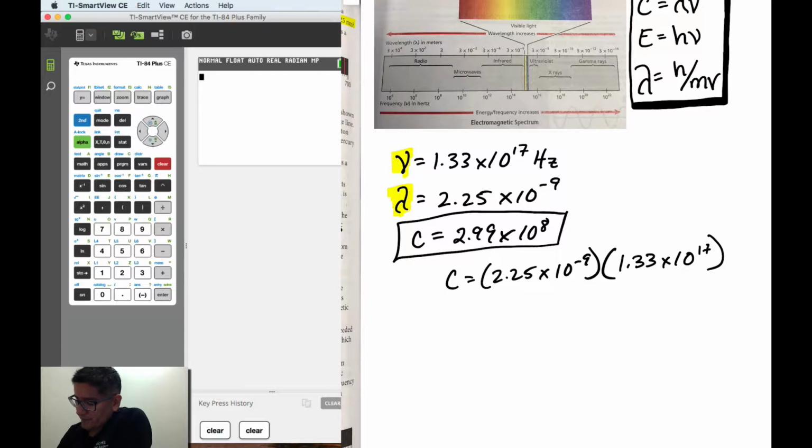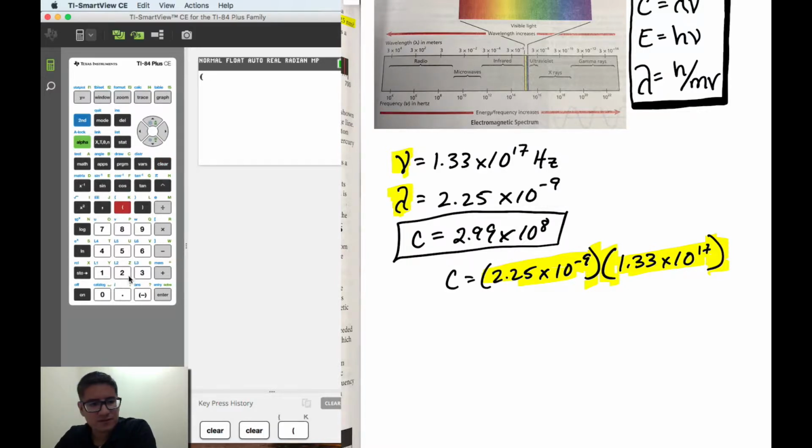At this point you can pretty much put this into your calculator. You can do open parentheses 2.25 times 10 to the negative 9, close parentheses, and then open parentheses 1.33 times 10 to the 17th, close parentheses, and I'll let the calculator do the math for me. I'll do it that way first, just so you can see how it's put into the calculator. But then I'm going to do it with mental math, or at least put it on scratchwork so you can see how it's done that way.